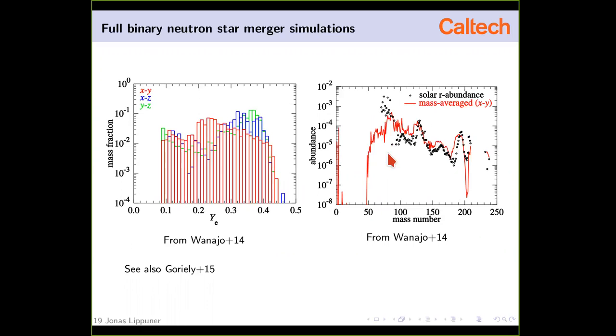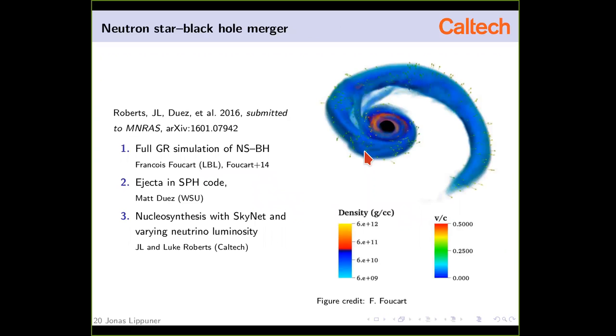All right, so now let's switch gears. And the last thing I want to talk about in detail is nucleosynthesis in the neutron star black hole merger that Luke and I performed together with Matt Dewey and some others. Here, basically, Francois Foucault has run full GR simulations of neutron star black hole mergers. And then Matt Dewey at Washington State University took the ejecta, or the tidal tails, from the full merger simulation, mapped it into a smooth particle hydrodynamics code, and then followed the ejecta to late times.